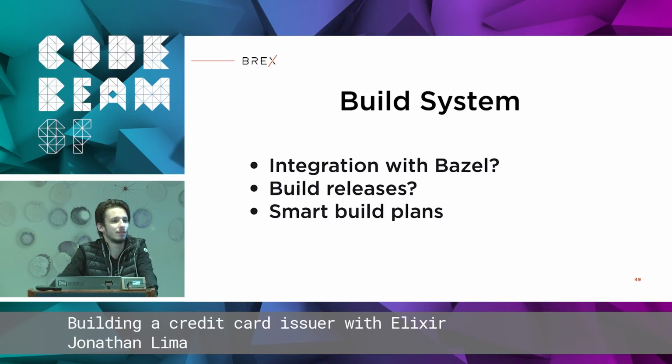Building releases, I already talked about it. It's something that we definitely want to do for a couple of reasons. And having smart build plans, we have a monorepo today with a lot of applications. So the build times tend to be long and getting longer and longer. So having smart build plans where you can actually know the dependency between stuff and parallelize as much as you can is actually something very good. If we integrate with Bazel, that's almost out of the box. But if not, we want to find a way of doing that.